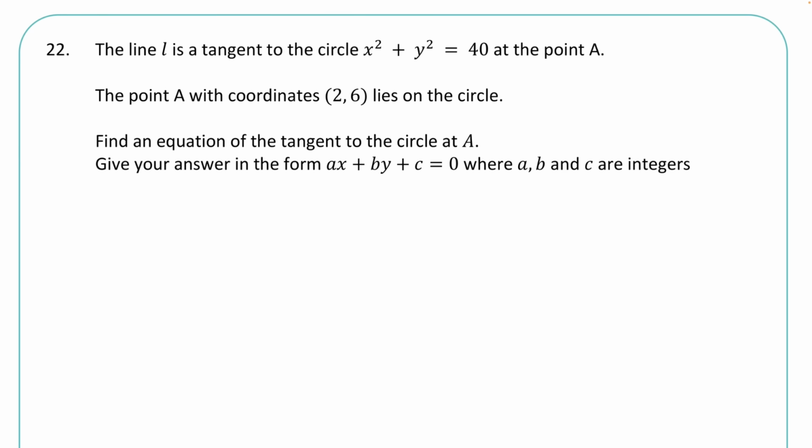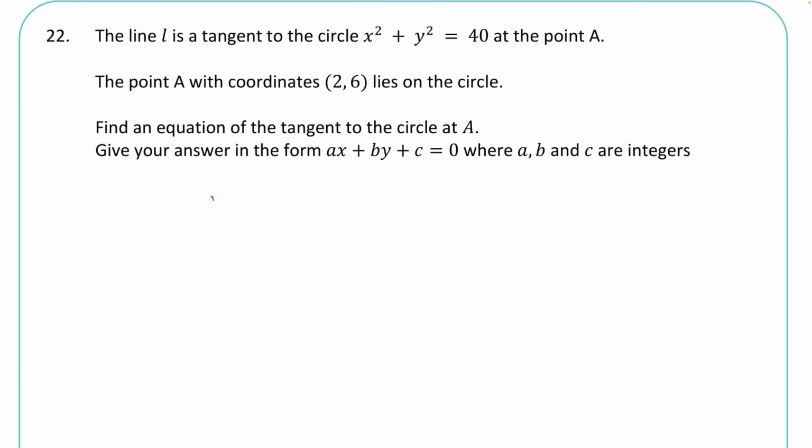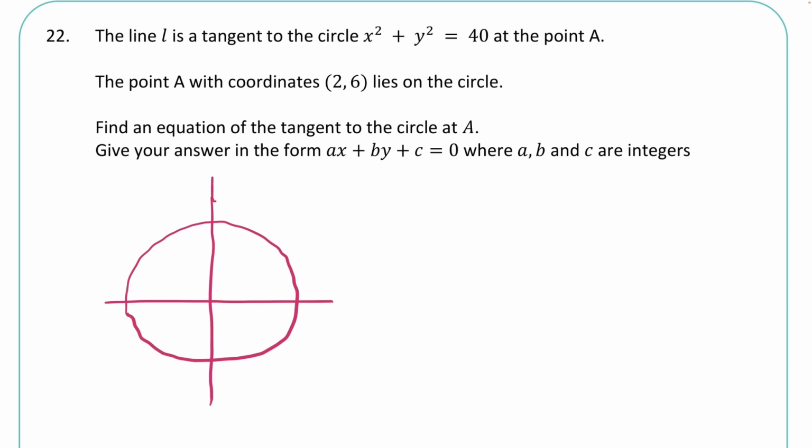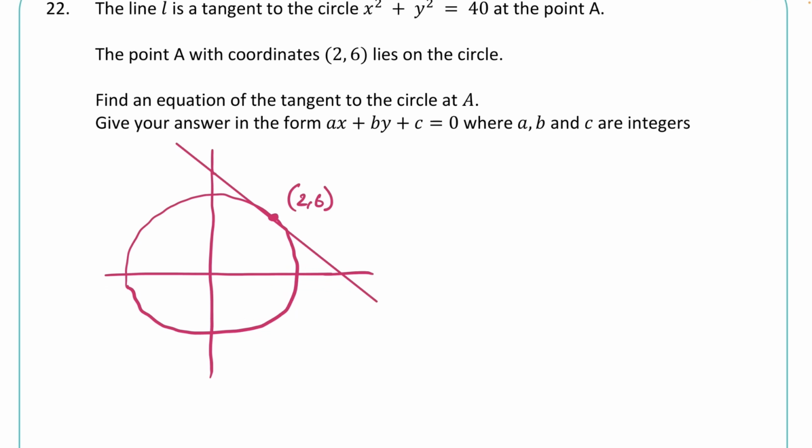So for this one here, it doesn't have a diagram. Now when it doesn't have a diagram, I do like to draw a little sketch. X squared plus y squared equals 40 is a circle, centre 0. And there we go, a little sketch of a circle. And we have the coordinate 2, 6, which would be in this quadrant here, this positive quadrant. And there is a tangent to the circle going down, something like that. And there we go, we can draw that in. There's our little sketch. It says find an equation of the tangent to the circle at A and give your answer in the form ax plus by plus c equals 0. And we'll come back to that bit there at the end.